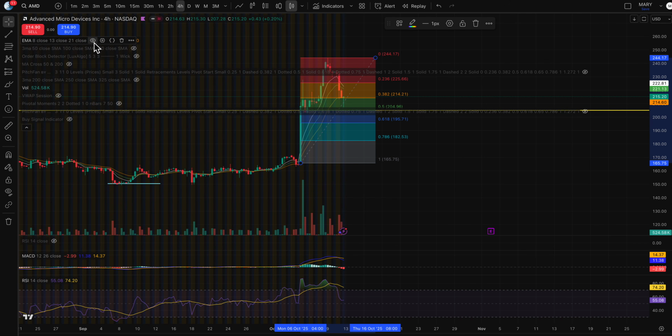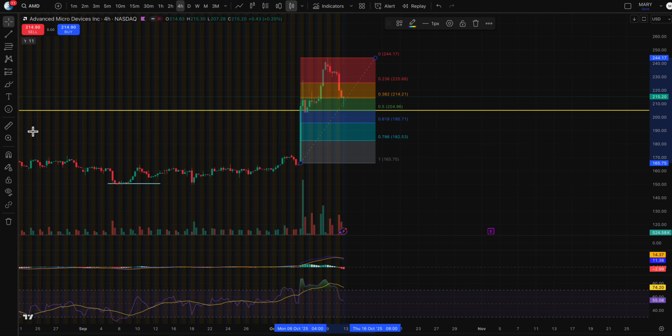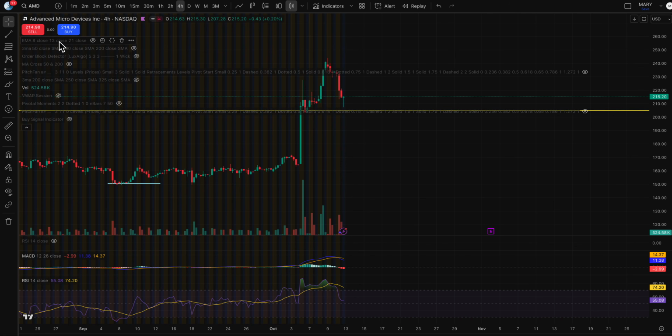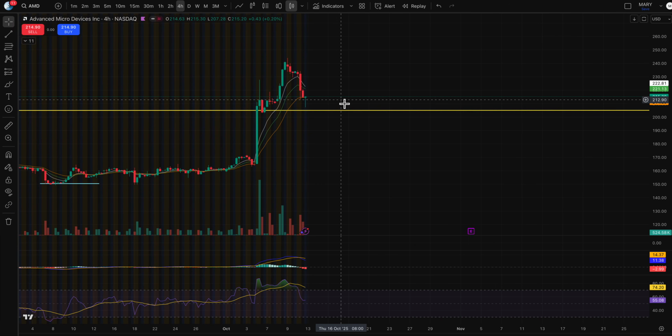And with the 21 EMA respecting it, that is a pretty good support. So the goal for AMD right now is to hold above, at least above 214, and we'll retest this 220, 222. And that 220, 222 could be some sort of EMA. Let's see. Yeah, right here. So the goal for AMD is to hold above the 221 EMA on the 4-hourly chart and break out of that 222.